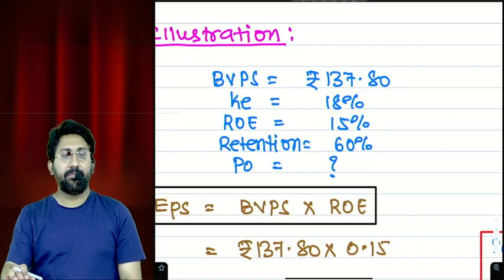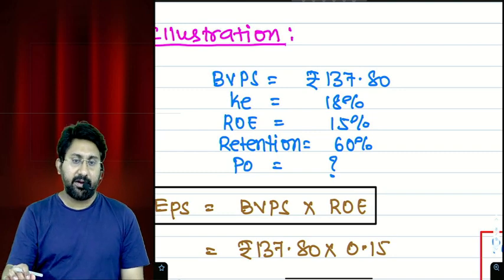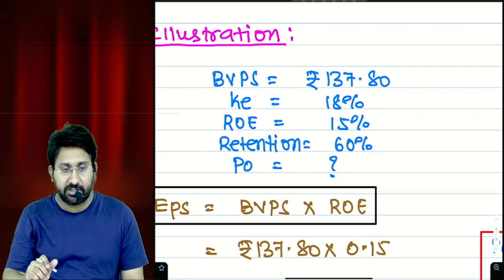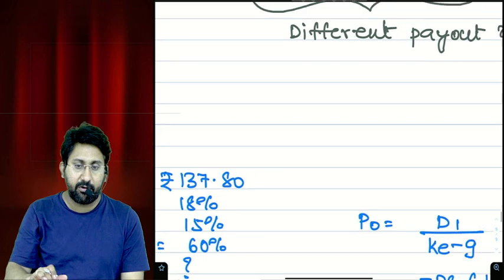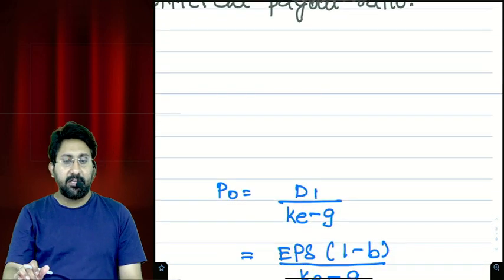See here once, BVPS is what? 137.8, KE 18, return on equity 15, retention proportion is 60, P not equal to, we have to calculate. See here, P not equal to D1 by KE minus G.